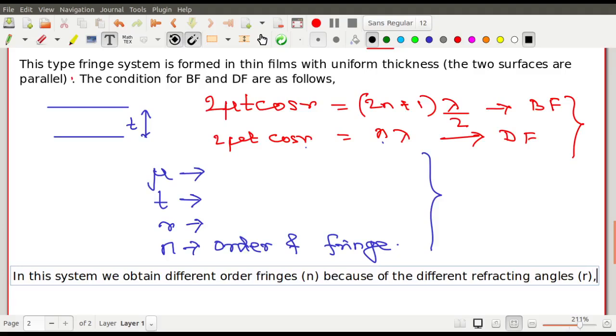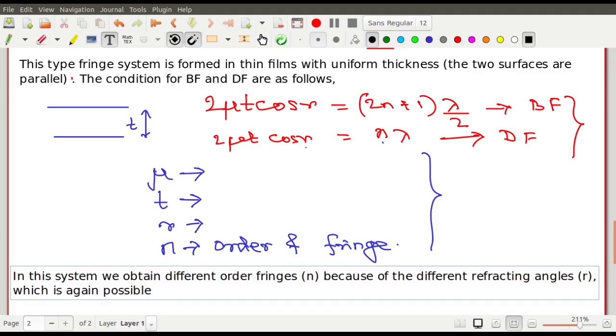Please don't write it yet, okay? I need to add something else. Let me complete, then you will write. Because the different refracting angles are again possible due to the different angle of incidence or inclination, which you usually write by I.